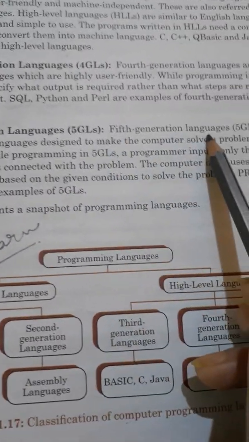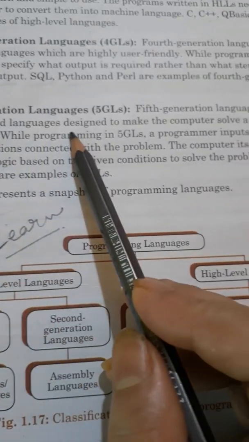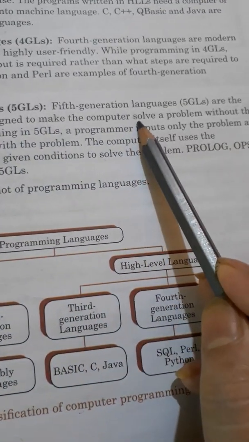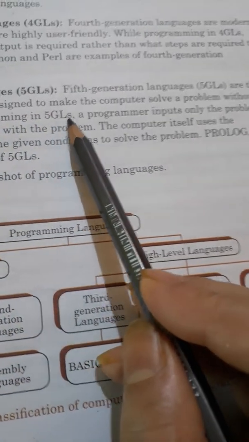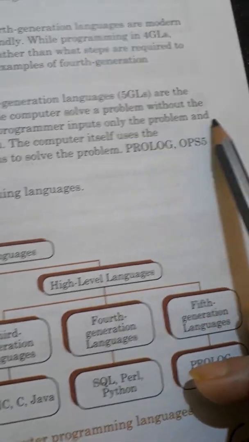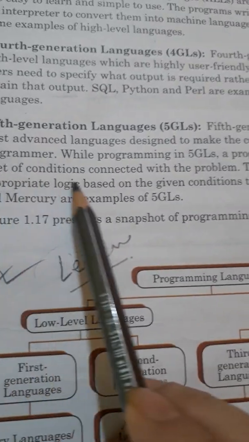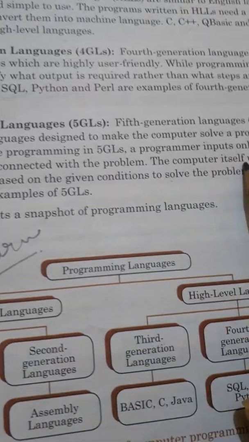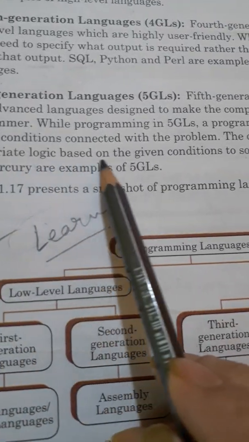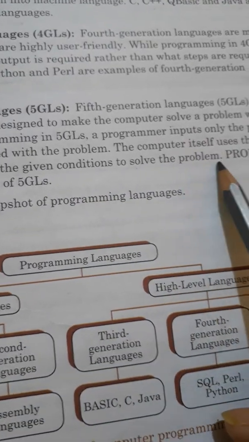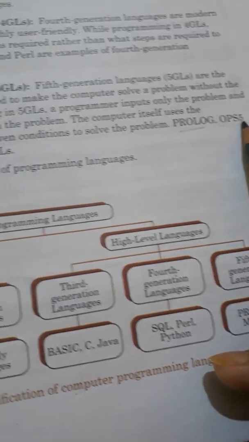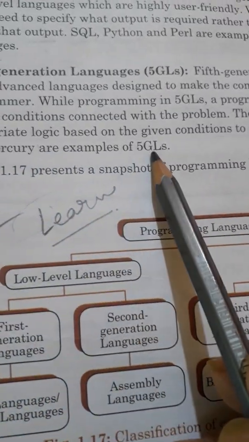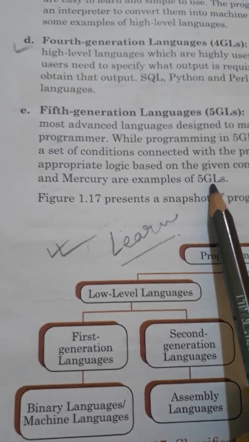Now come to the fifth generation languages. Fifth generation languages are the most advanced languages designed to make the computer solve a problem without the programmer. While programming in 4GL, a programmer inputs only the problem and a set of conditions connected to the problem. The computer itself uses the appropriate logic based on the given conditions to solve the problem. Prolog, OPS5 and Mercury are examples of the fifth generation of languages.